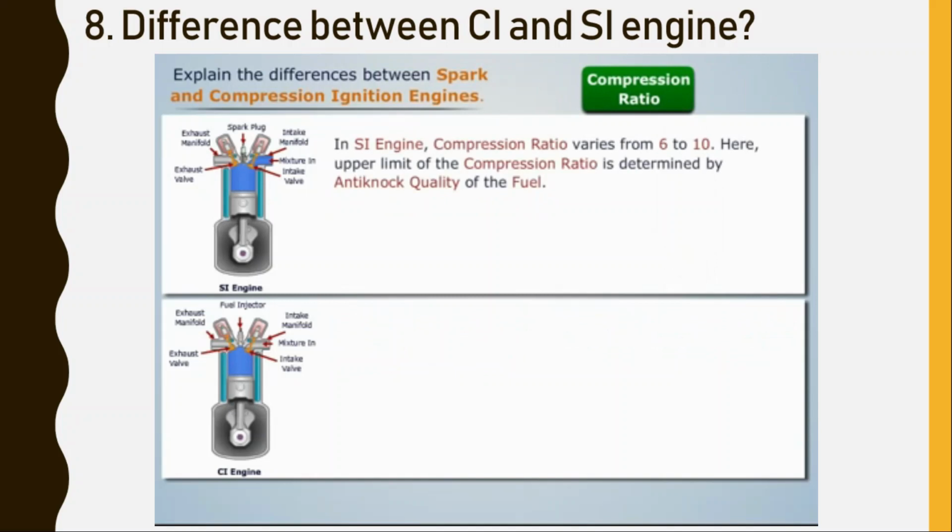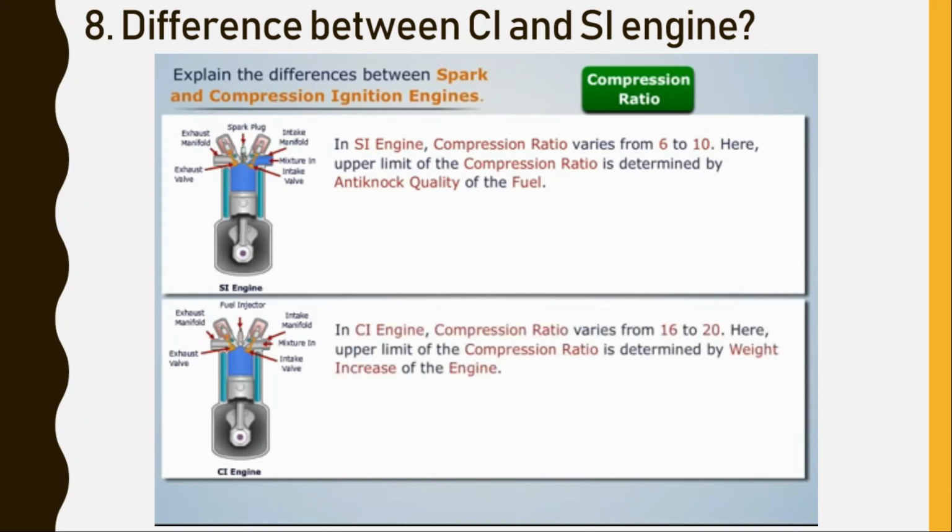In spark ignition engine, compression ratio varies from 6 to 10. Here, upper limit of the compression ratio is determined by anti-knock quality of the fuel. Whereas in compression ignition engine, compression ratio varies from 16 to 20. Here, upper limit of the compression ratio is determined by weight increase of the engine.